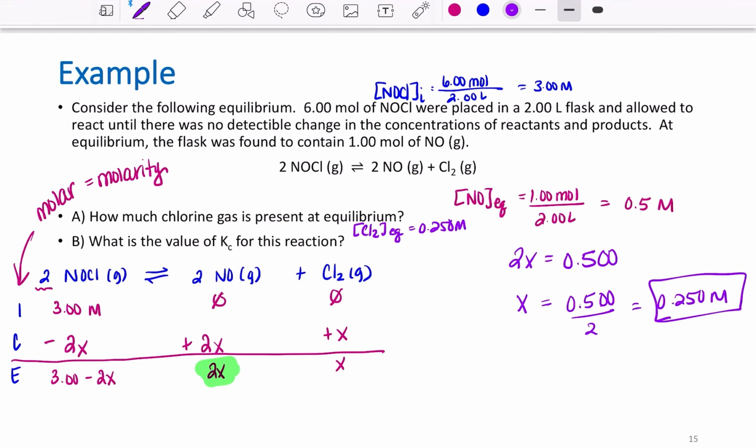What's the value of Kc for this reaction? It's the last piece of information I need. Well, now I know that this is 0.250 molar. I know that this is 0.500 molar. And I know this is 3.00 minus 0.500 molar, or the same as 2.50 molar. I can go ahead and set up my Kc expression.